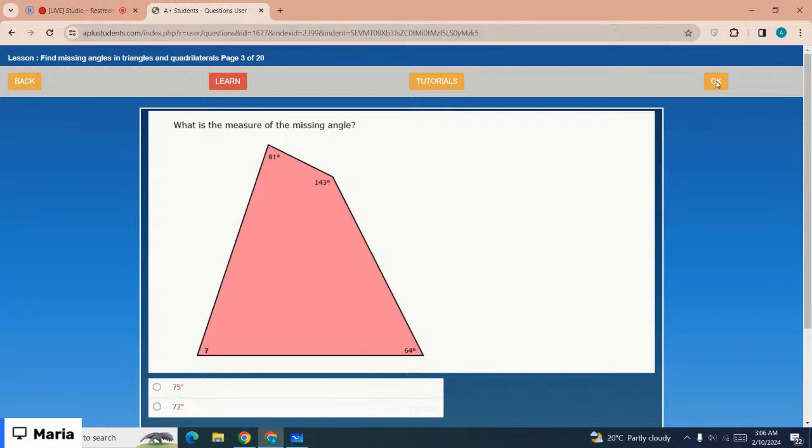What is the measure of the missing angle? Again, a four-sided shape. The sum of all the angles must be 360. So add them and subtract them from 360. You will get the missing value. So which is the correct option? You need to add 81 plus 143 plus 64, and you have to subtract them from 360. So the fourth angle is 72 degrees. The correct option is 72.